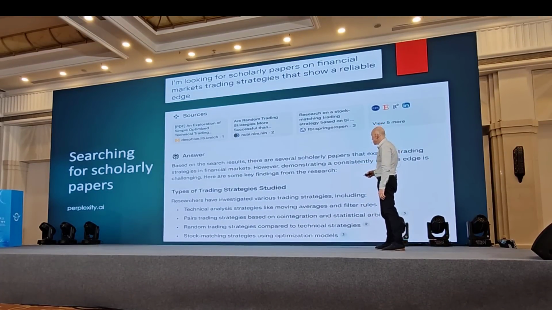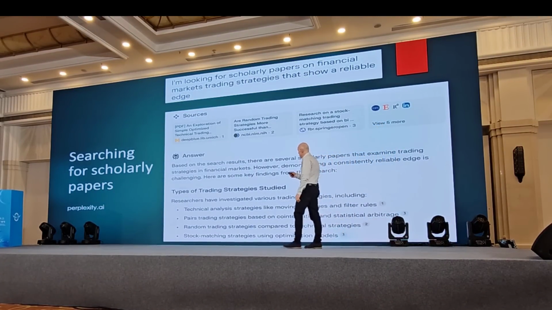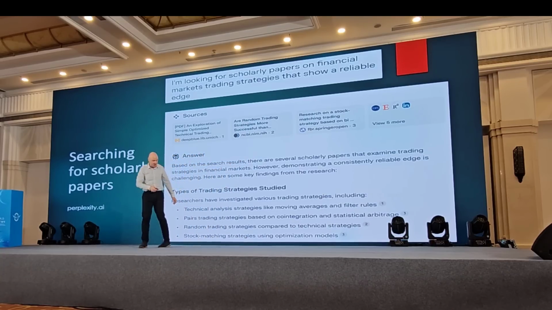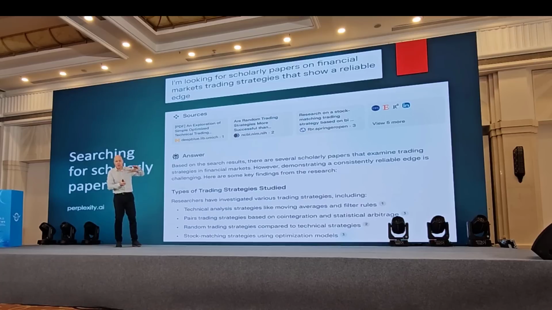So it goes off to the internet this time, and these little grey boxes along the top are the sources that it's gone searching for. If this was Google, that's all you would get, but because this has this AI layer on top, it's given me a summary of what it's found, and it's told me the types of strategies that it's uncovered. Technical analysis using moving averages and filters, pairs trading, and optimization models, and so on.